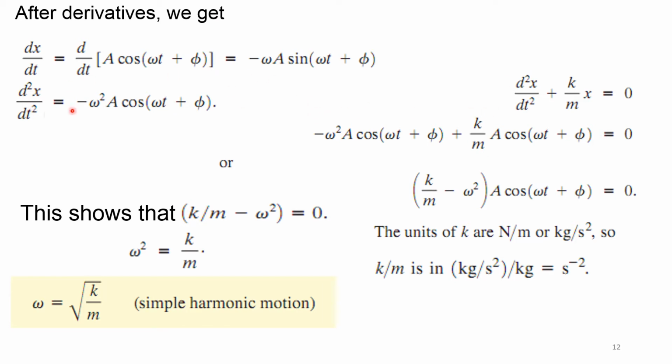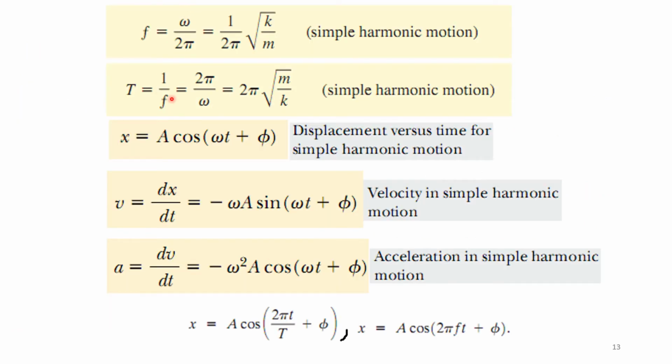If we put the second derivative and the x into the first equation, meaning our second order differential equation, we get a new relationship between the angular frequency, spring constant, and the mass, where we have omega squared equals k over m. For simple harmonic motion, the angular frequency equals the square root of k over m. In summary, the frequency equals omega over 2 pi, equals 1 over 2 pi times the square root of k over m, because omega equals the square root of k over m.